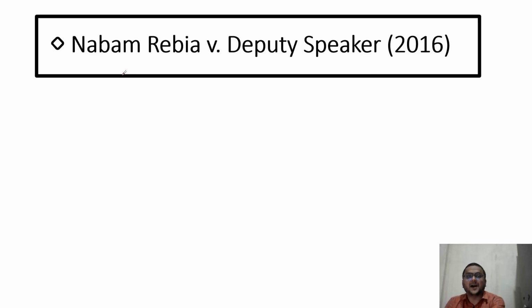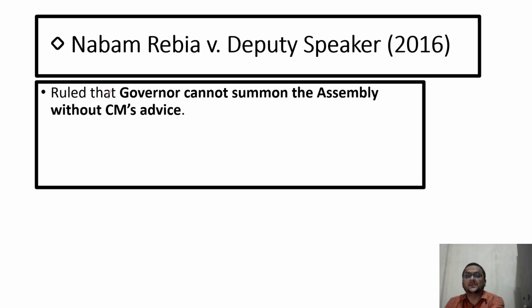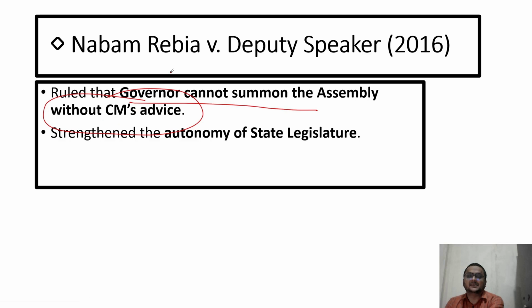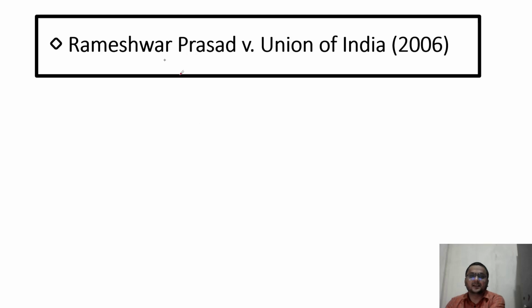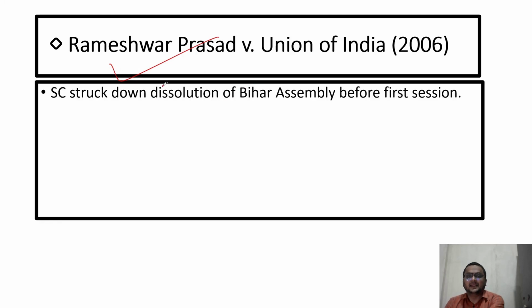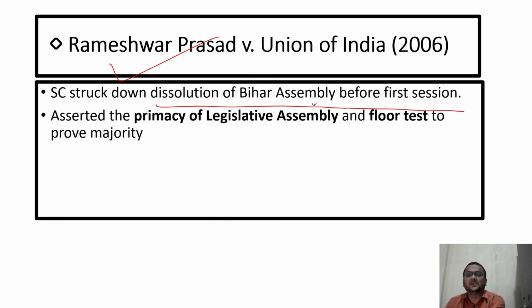Next case is Nabam Rebia versus Deputy Speaker 2016. Here the Supreme Court ruled that the governor cannot summon the assembly without the Chief Minister's advice. It means it strengthened the autonomy of the state legislature. Next case is Rameshwar Prasad versus Union of India 2006. In this case, the Supreme Court struck down the dissolution of the Bihar Assembly before its first session, and it asserted the primacy of the Legislative Assembly and the floor test to prove the majority. So this was the case.